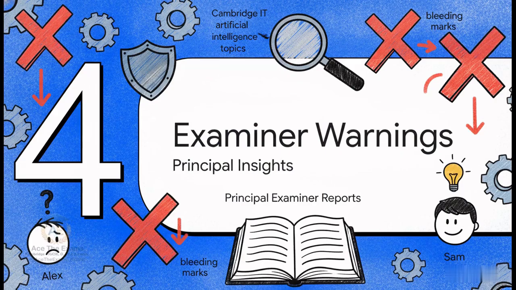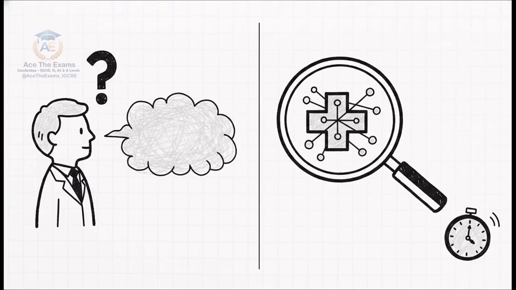Let's move to Section 4, Top Examiner Warnings. These are the golden insights pulled directly from the Cambridge Principal Examiner reports. Pay very close attention because these are the exact traps you need to avoid. The examiners literally publish reports every single year telling us exactly what goes wrong across the globe, yet thousands of students continue to make the exact same unforced errors.